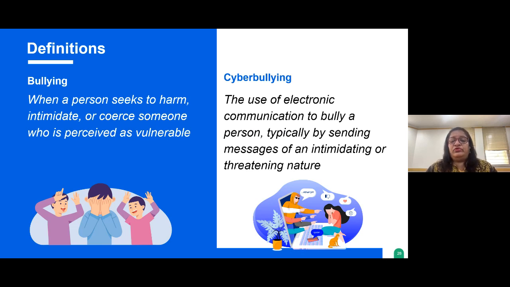When we talk about a bullying situation, generally in schools, children do fight with each other. Sometimes it takes a different tangent altogether, when you're physically harming, or coercing somebody who's particularly vulnerable. And this is a situation where we have things in place.